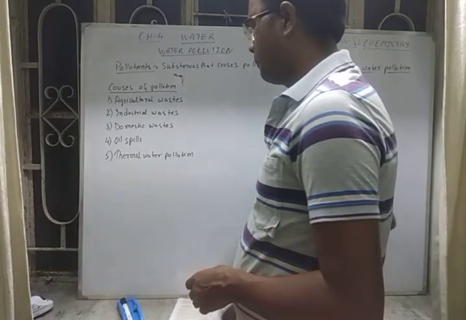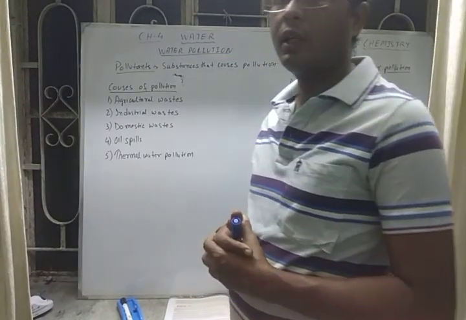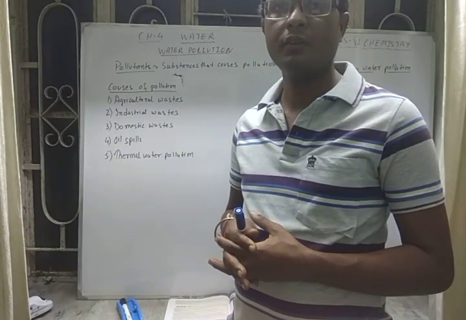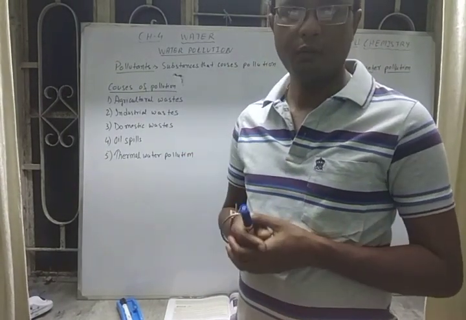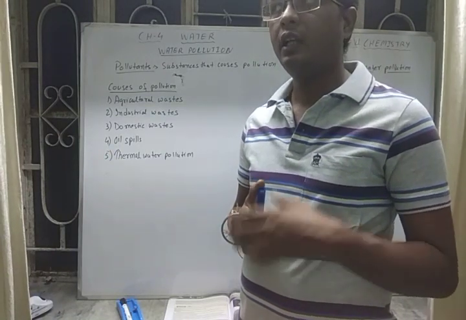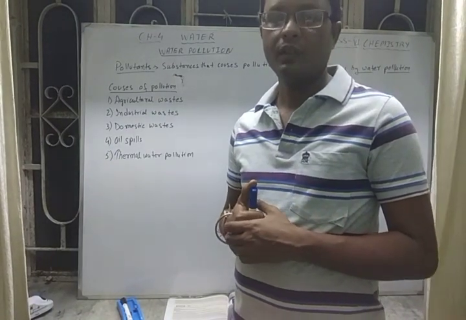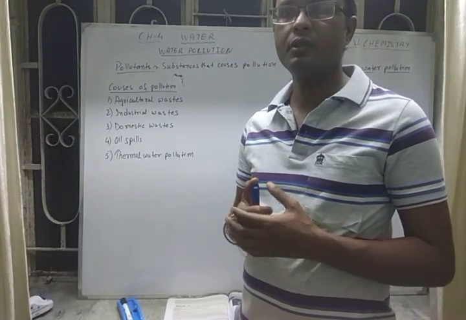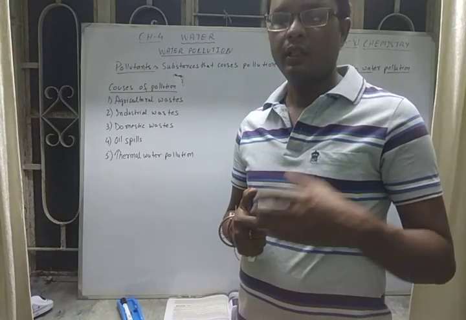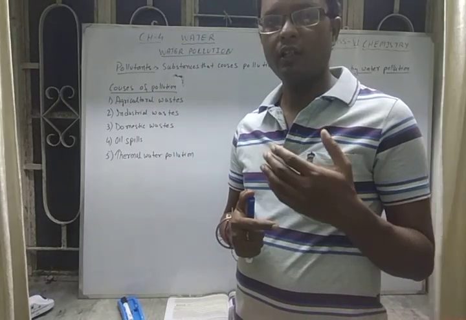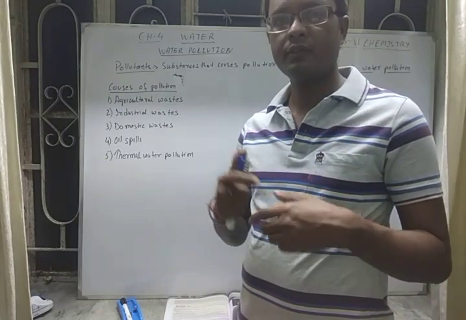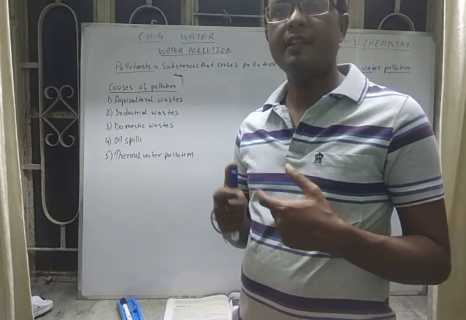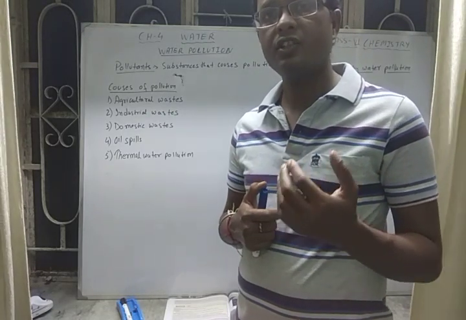Next is thermal water pollution. Another new term for you, thermal water. How is heat responsible for water pollution? Actually, we don't heat the water directly. What happens in a thermal power station where electricity is generated? There we have to use lots of water again, because this water is heated and changed into steam, and with the help of this steam the turbines are rotated and electricity is generated.